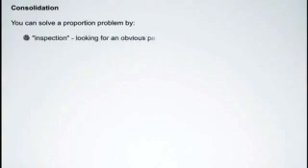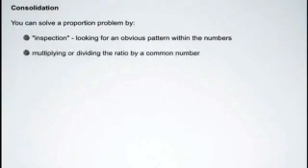So just to look at everything we've talked about in this activity, you can solve a proportion problem by inspection. And inspection just means looking at it and figuring out what the numbers mean. We did that with the one juice question where we knew to make 5 liters of juice, we just multiplied by 5 cans.